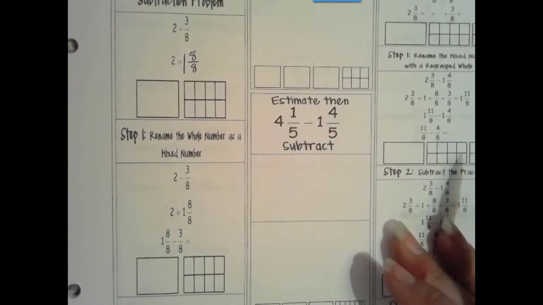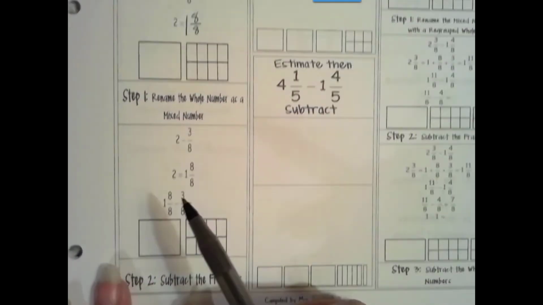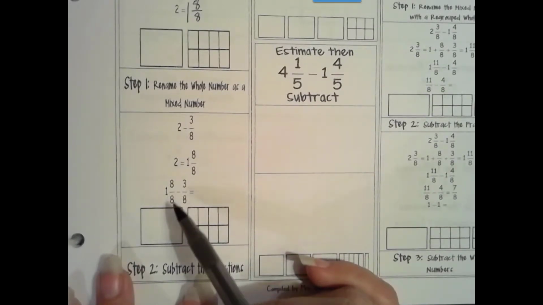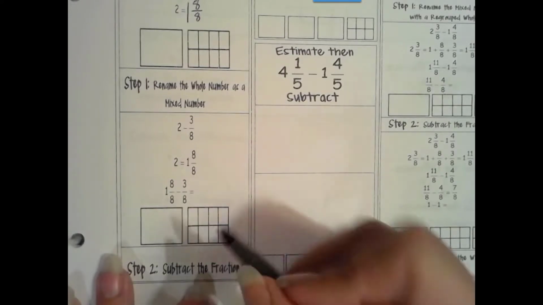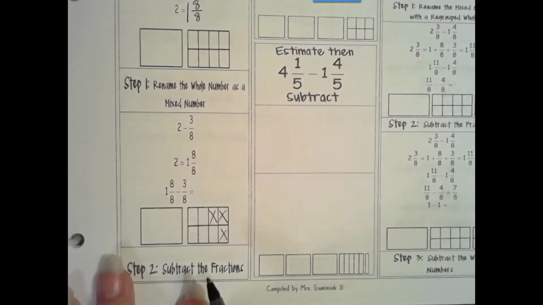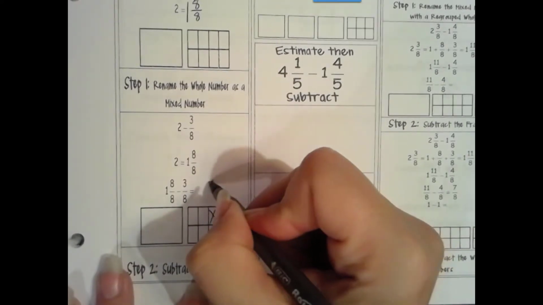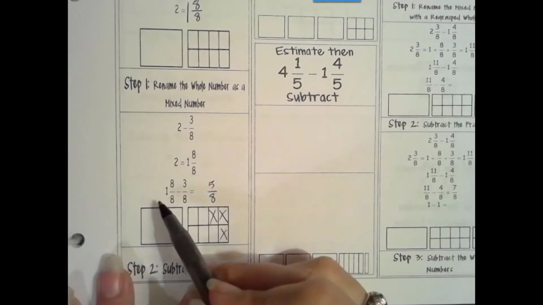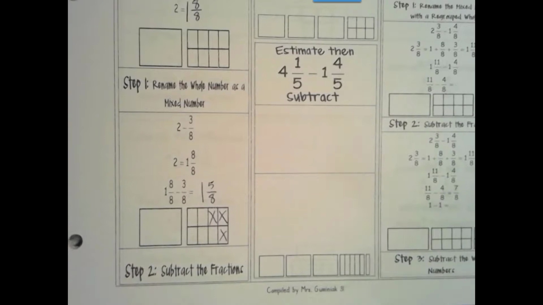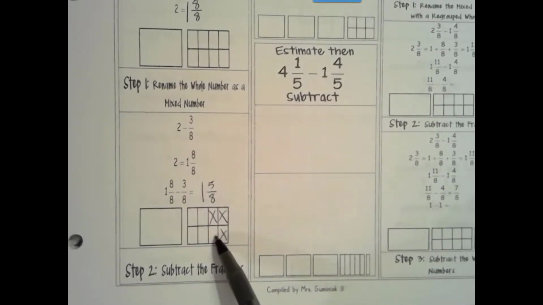Now we can do our subtracting. Now that we have it as 1 and 8/8, we subtract our fractions first. So 8/8 take away 3/8. 1, 2, 3. We end up with 5/8. 1 whole take away no whole is 1. So we subtract our fractions first and then our whole units. So I have 1 whole and 5/8.